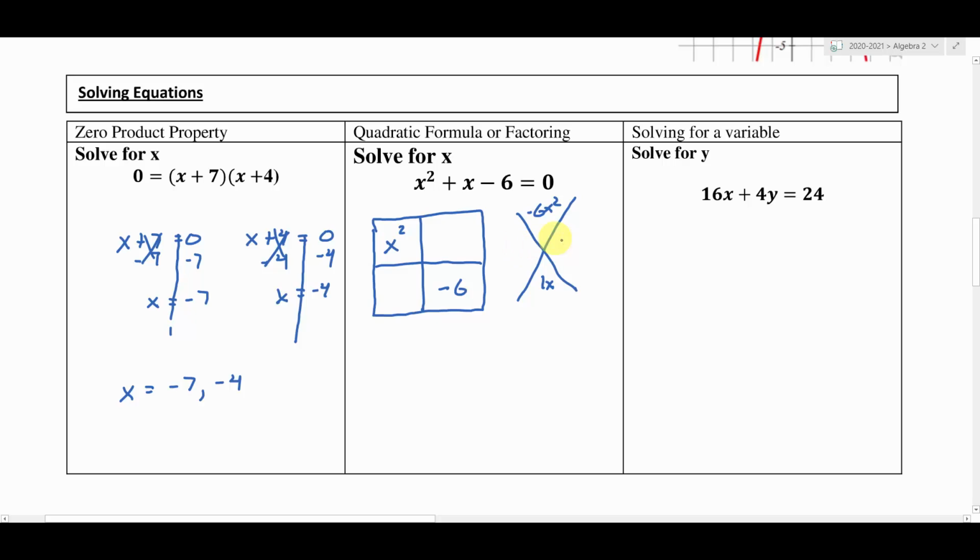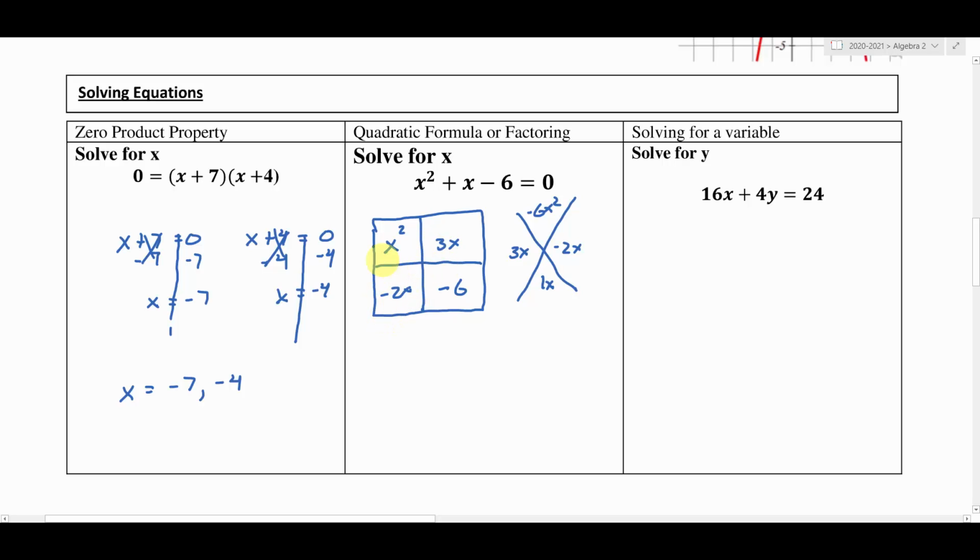So what I'm looking for are two numbers that multiply to give me a negative 6 and add to give me a positive 1. Like I said, you might have to think about it a little bit. You might not get them as quickly as I do, and that's okay. You might have to use trial and error to figure out what they are. So the correct numbers here are going to be 3 and negative 2. Let's test that out real quick. 3 times negative 2 gives me the negative 6, and 3 plus negative 2 gives me a positive 1. So this works. So I'm going to fill in my other two boxes.